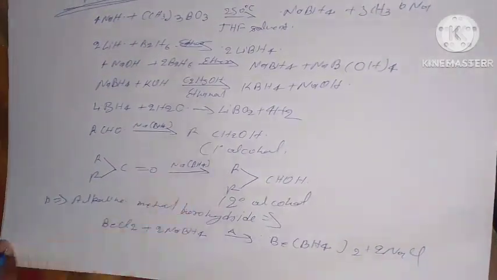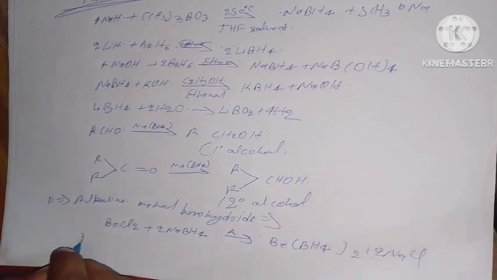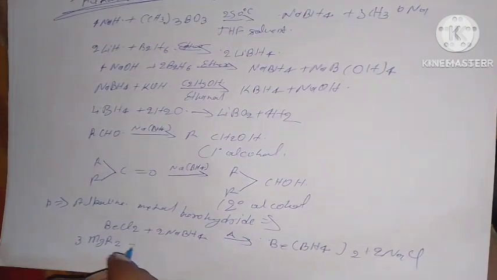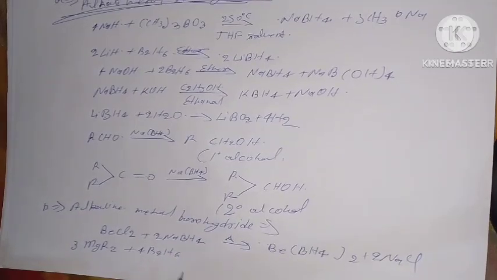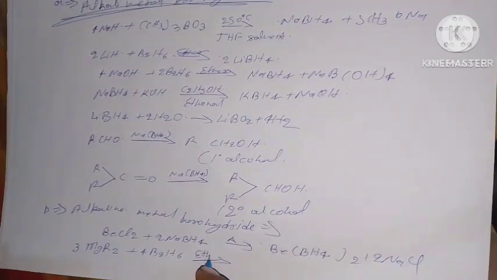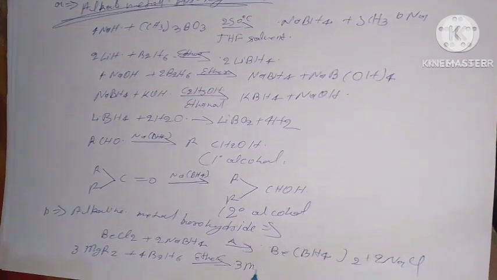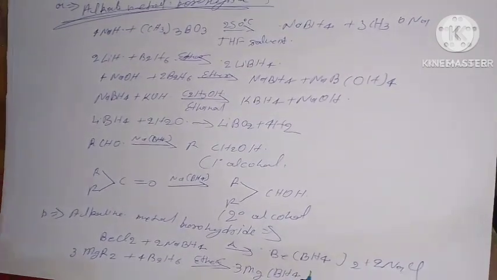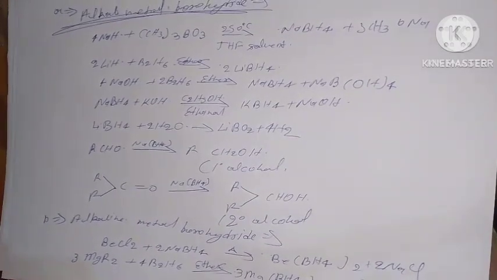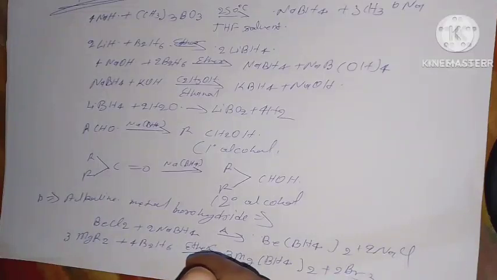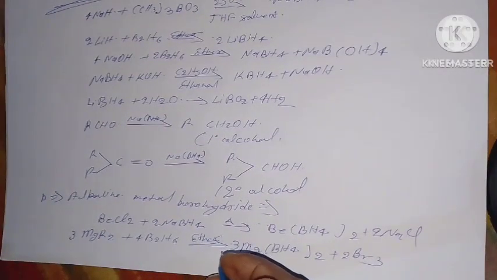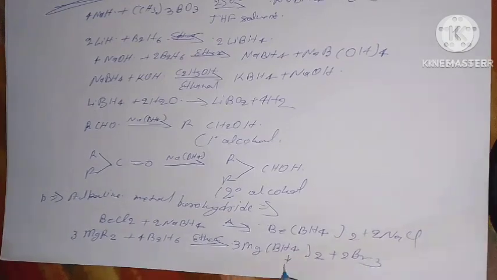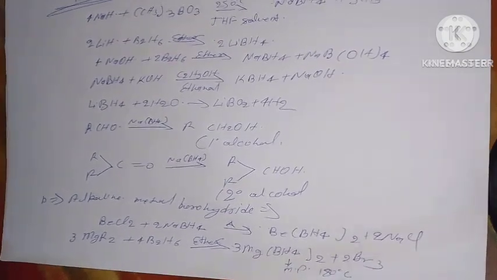Beryllium borohydride is covalent and volatile in nature. It is violently hydrolyzed by water and HCl. Magnesium borohydride is prepared as follows: 3MgBr2 plus 4B2H6 in ether makes 3Mg(BH4)2 plus 2BBr3. It is a white crystalline solid having melting point 180 degrees Celsius.